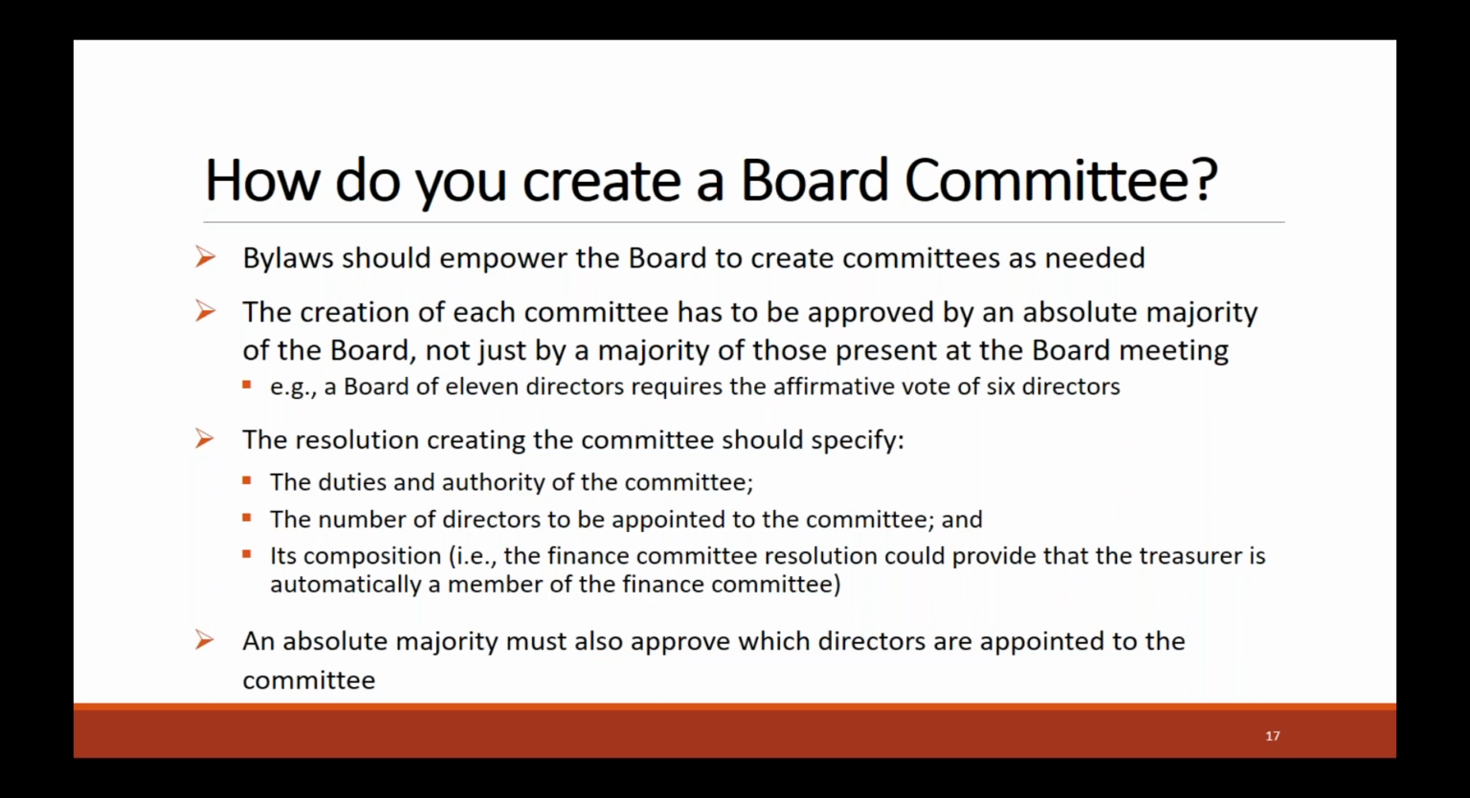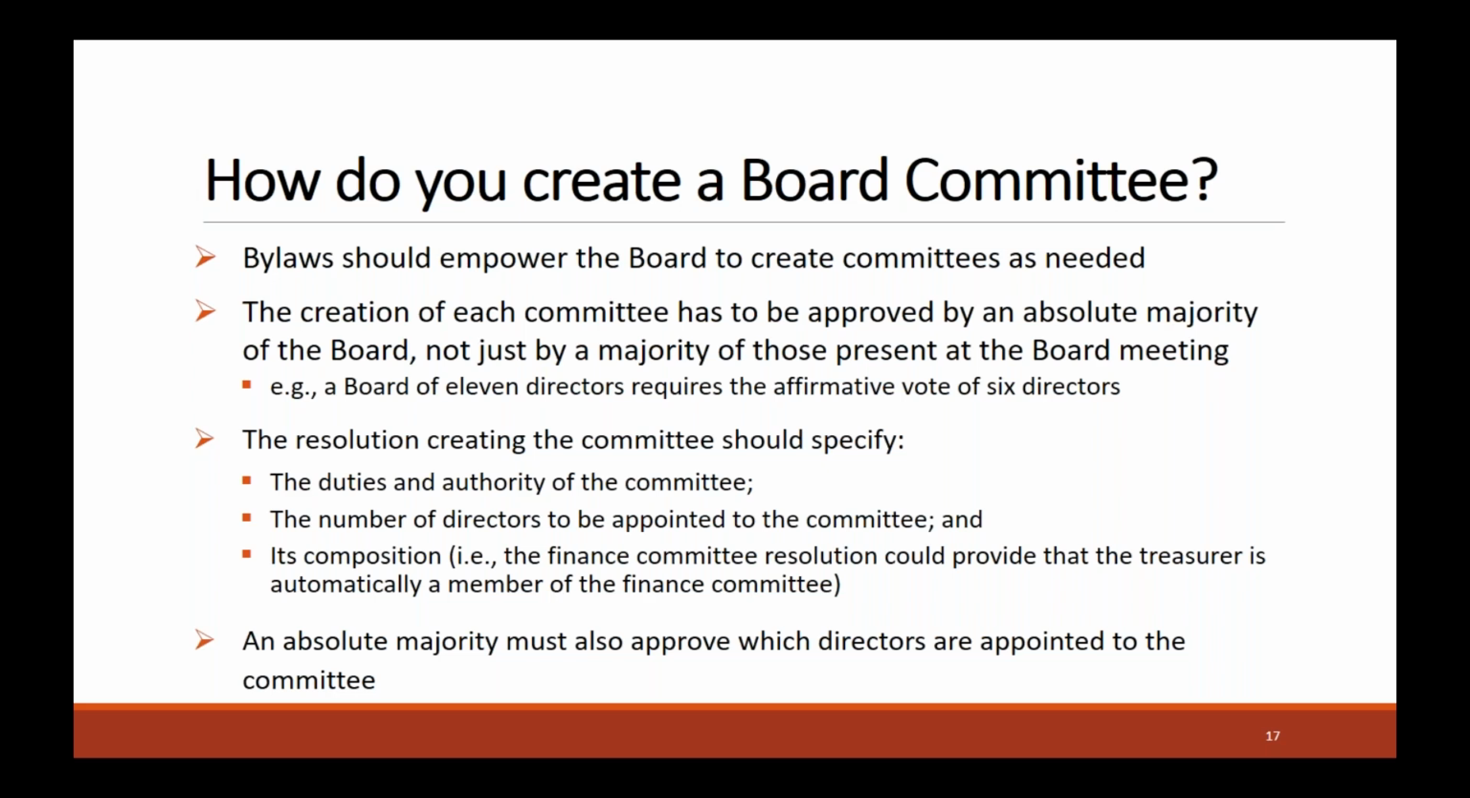I should note that board committees can also be created within the bylaws themselves. You'll often see the bylaws creating an executive committee, for example, and providing information about how that committee operates. You would still need, in some cases, a board resolution to flesh out certain operational details. But the more common approach nowadays is to see the bylaws just giving the board the authority to create committees on demand. It's more flexible that way.